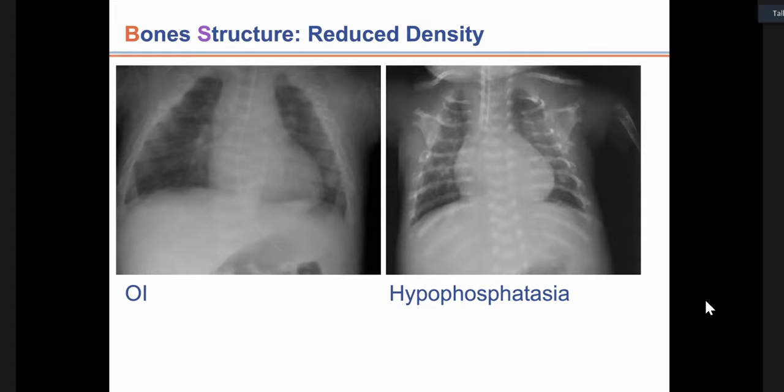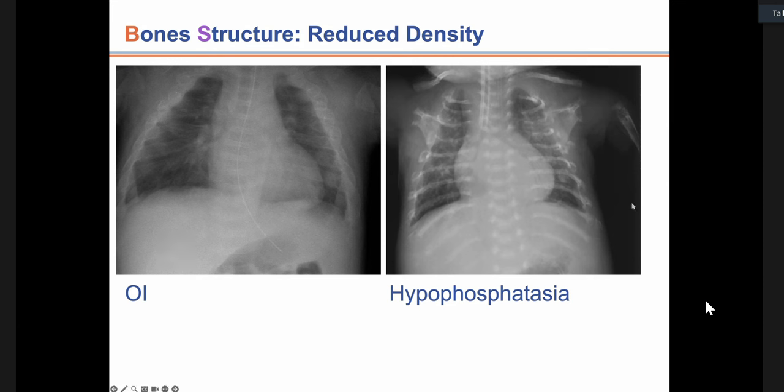I've put hypophosphatasia next to OI because any time you're thinking of osteogenesis imperfecta, automatically ask yourself, can this be hypophosphatasia? The reason is with Strensiq, with asfotase alfa, we can treat and we can save lives. Yes, it's expensive, but these children can now survive with enzyme replacement therapy.